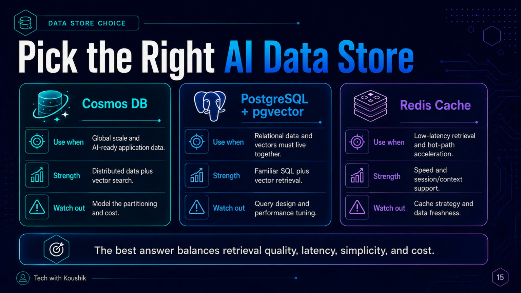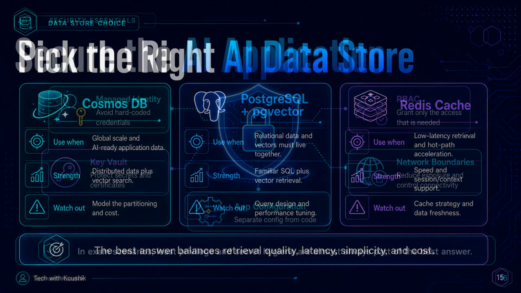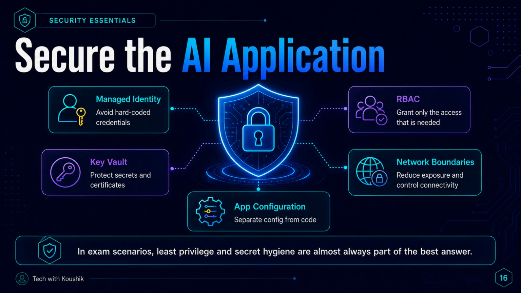Redis is strong for extremely fast access. It can support caching, session data, and frequently used context, but you must manage cache freshness and invalidation. The best exam answer will not only store the data, it will match the retrieval pattern, latency requirement, application model, and operational cost. Security should be built into the architecture from the beginning.